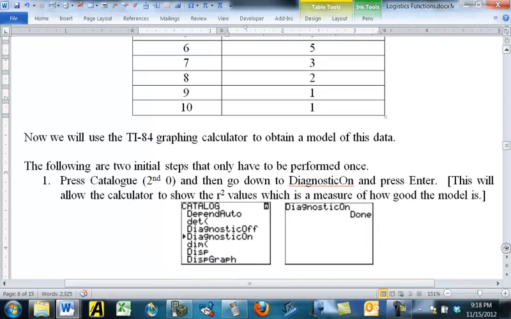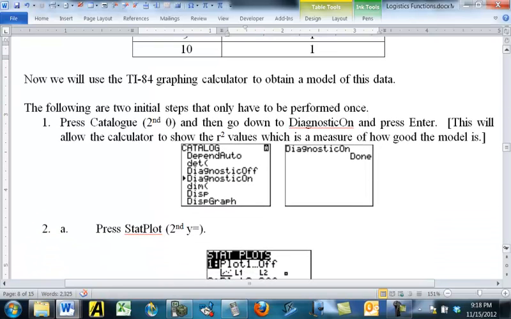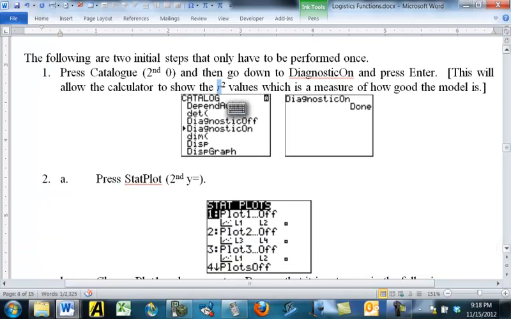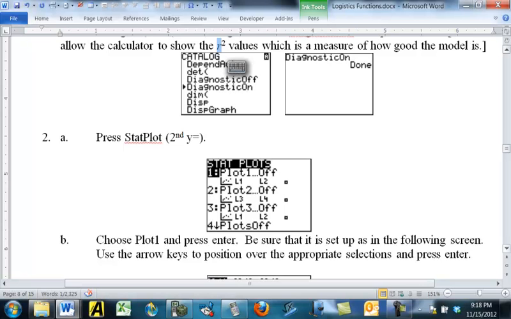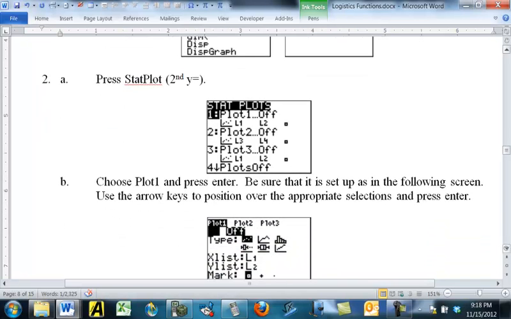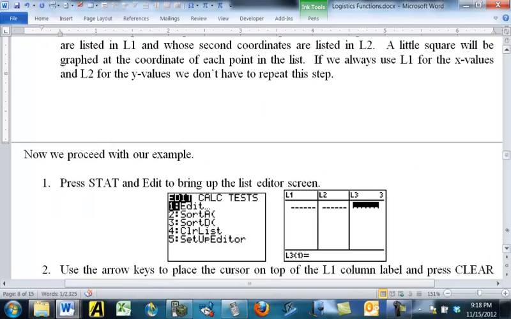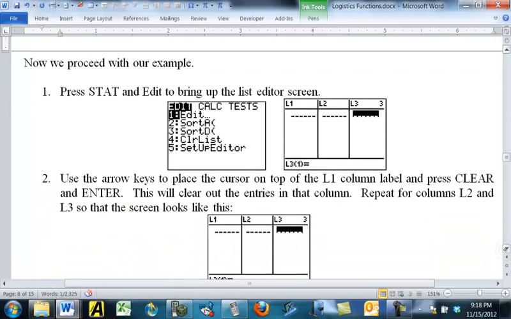This is reminding you that you need to turn your diagnostics on so that we can use the R-squared values in our calculator to measure how good the fit will be. Hopefully we've already got that set up from earlier in the course. We're going to turn on our plot and set it up as a scatter plot. If you've already got Plot 1 set up this way, you can turn it on and off by going to Y equals and toggling it. Then you go to Stat Edit and type in the list.